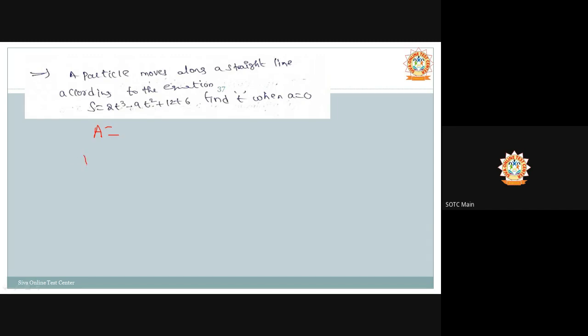So first if you find the velocity, what will become? It is 6t square minus 18t plus 12. If you take the derivation again, it will become a is equal to 12t minus 18. So they said the acceleration is 0. So that means it is equal to 0. Then t is equal to what? Minus 18 by 12. It will become plus 18 by 12. So it will become 3 by 2. 3 by 2 seconds is the correct answer.